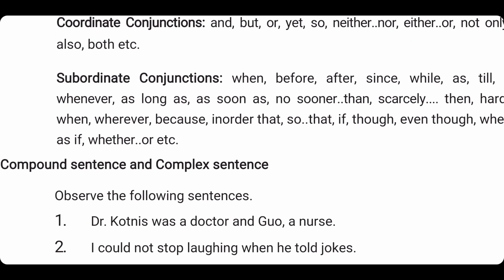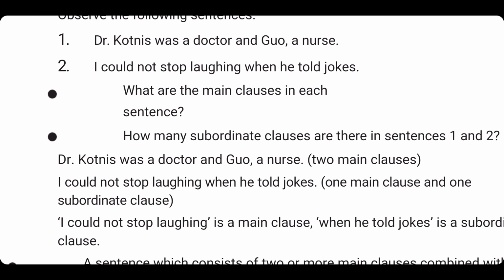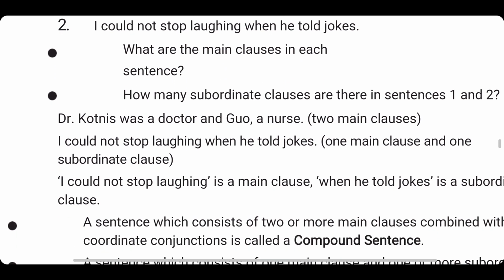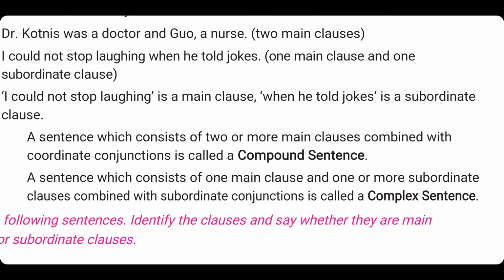So here we have compound sentence and complex sentence. So don't get confused. Compound sentence. What are compound sentences? Wherever we have the coordinating conjunction, it's called a compound sentence. Here we have the definition. A sentence which consists of two or more main clauses combined with coordinate conjunctions is called a compound sentence. So what are the coordinate conjunctions? They are given above, right?